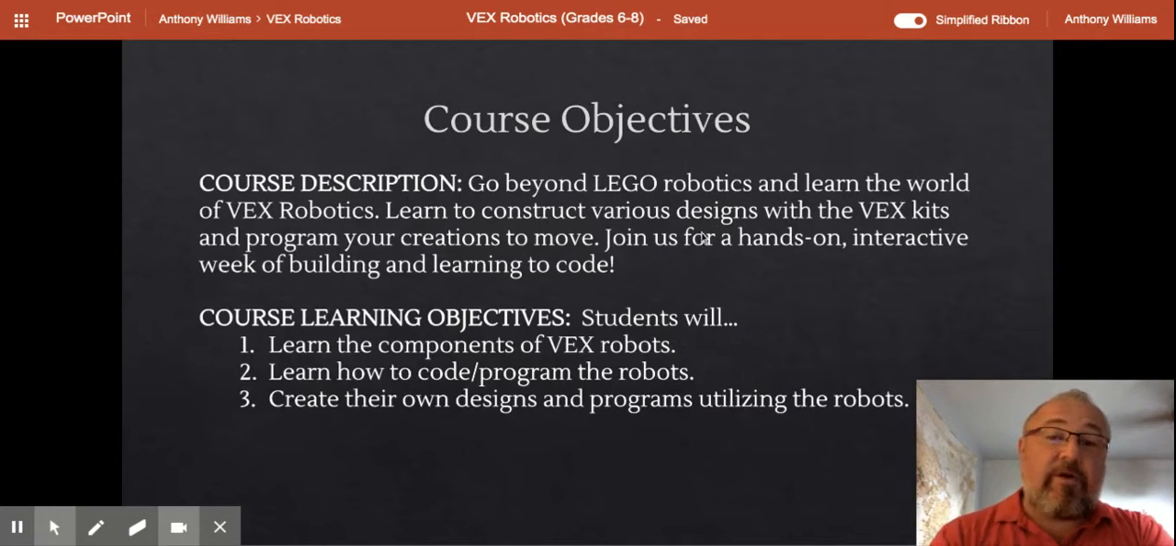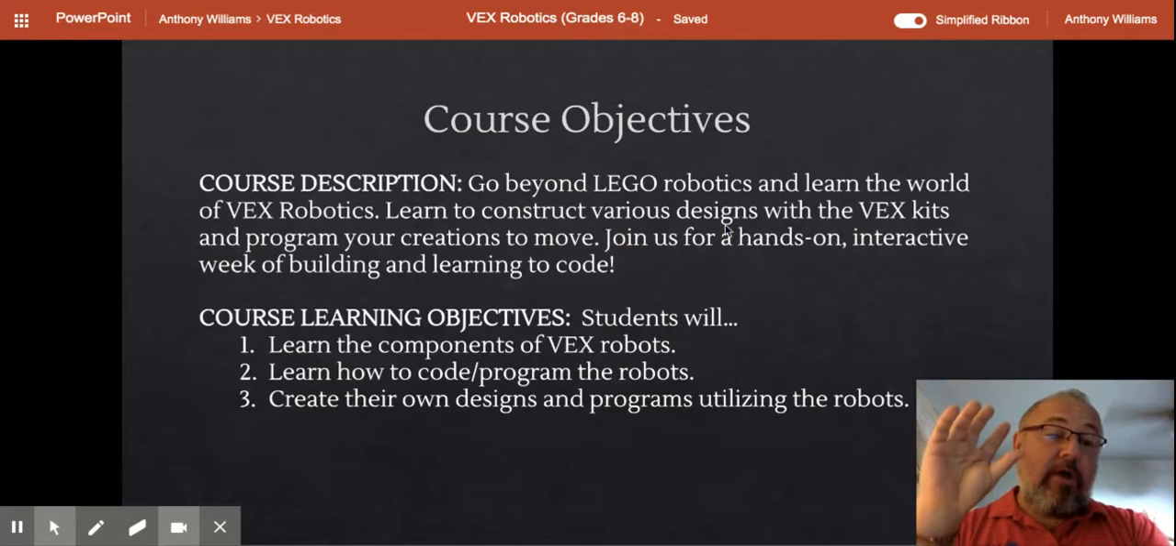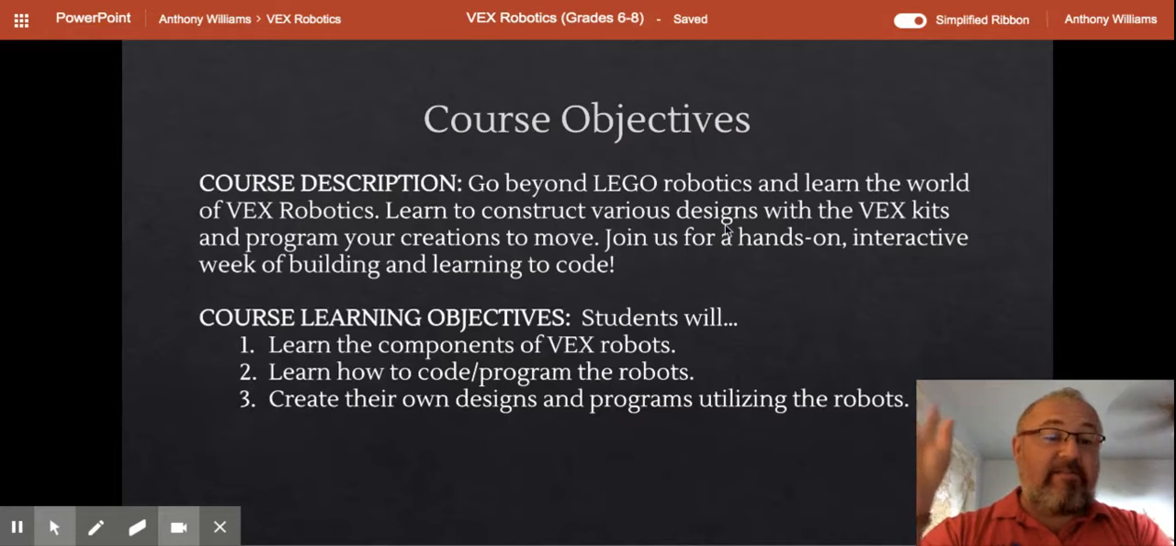This is a course, so I always have the objective in there. One of the things a lot of administrators look for is that you have your objective, so make sure it's there. What students will be able to do. Students will learn the components of the VEX robot. Students will learn how to code. Students will create. So make sure you're looking back at the actual indicator or standard, figuring out what in that lesson the students are going to learn to be able to do by the end of that lesson.